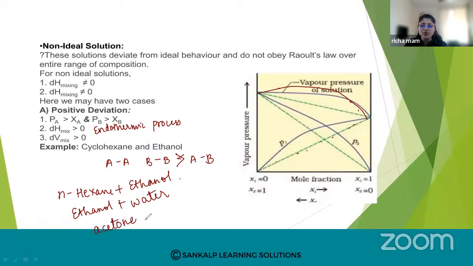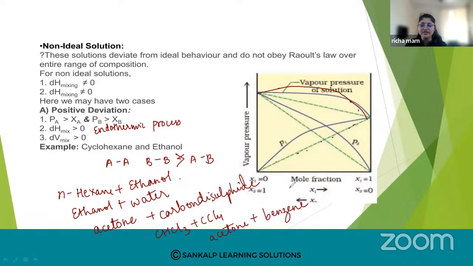Acetone plus carbon disulfide. These are the examples of positive deviation. Chloroform CHCl3 plus CCl4, then acetone plus benzene. So these are some of the examples of positive deviation. Is it clear? Positive deviation.